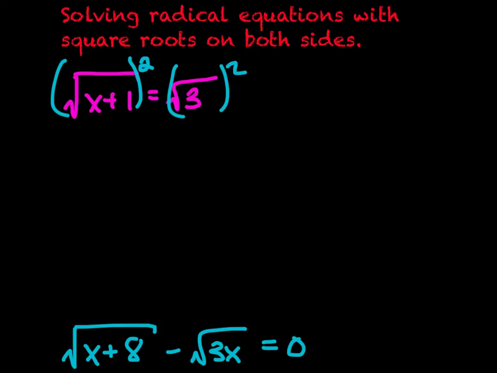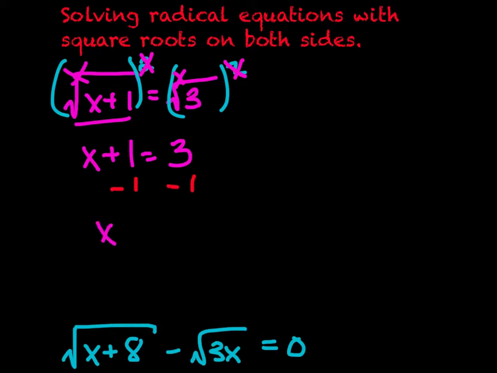If we do that on the left-hand side, all we get is x plus 1. That squared undoes the square root. Those cancel each other out. And the same sort of thing happens over here on the right-hand side, where our square root and our squared number cancel each other out, so we just get 3. After that, we can subtract 1 from both sides, and we end up with x is equal to 2.